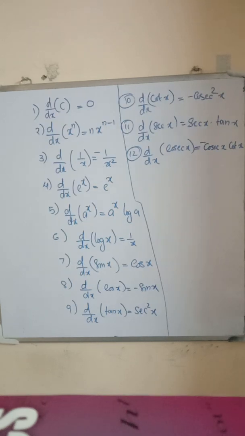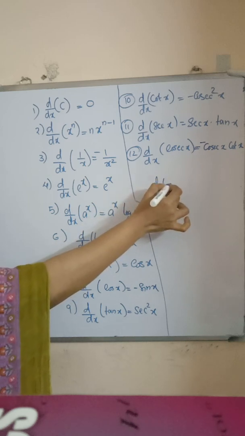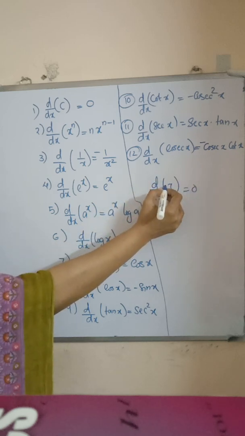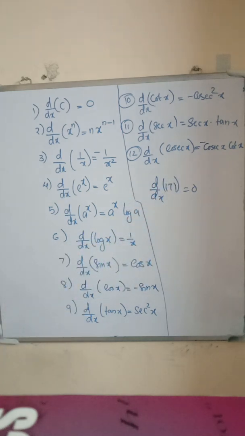Now we discuss some standard forms of derivatives. First one, d by dx of c is equal to 0. That is, d by dx of a constant is equal to 0. For example, d by dx of 7 equals 0, d by dx of 17 equals 0, d by dx of 171 equals 0. Derivative of a constant is 0.